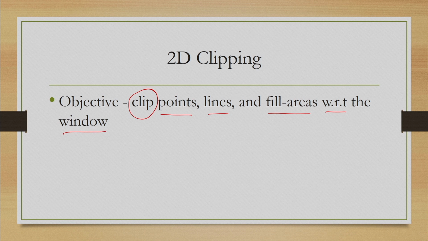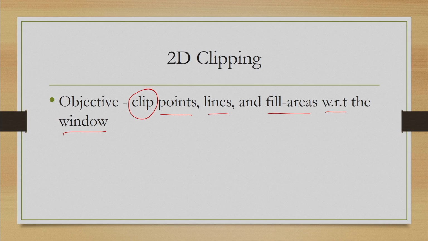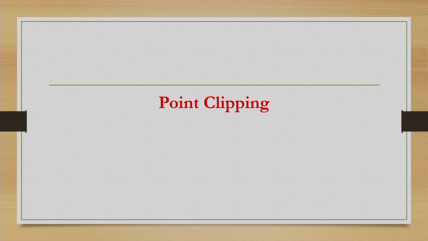So, the scenario is that we have a clipping window or view window and we have objects that are projected on the view plane, and we want to clip the projected objects against this window, where the projection takes place in the form of points, lines or fill areas. Let us start with the simplest of all clipping, that is point clipping. How to clip a point against the view window.